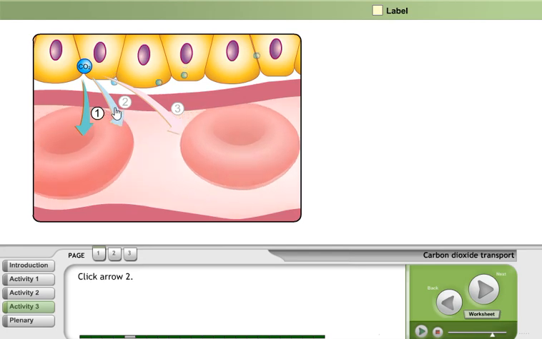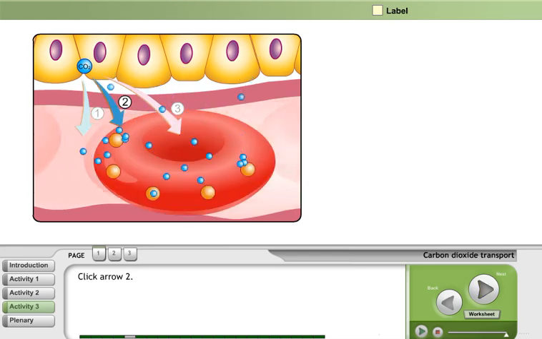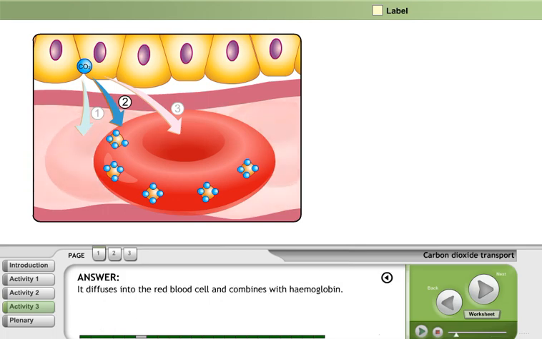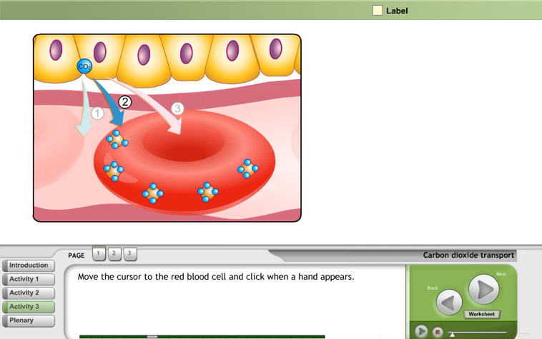Click arrow 2. Red blood cells contain many pigments called hemoglobin. These pigments are shown as orange dots in the cell. What happens to carbon dioxide from the cell? Answer: it diffuses into the red blood cell and combines with hemoglobin. Move the cursor to the red blood cell and click when a hand appears.